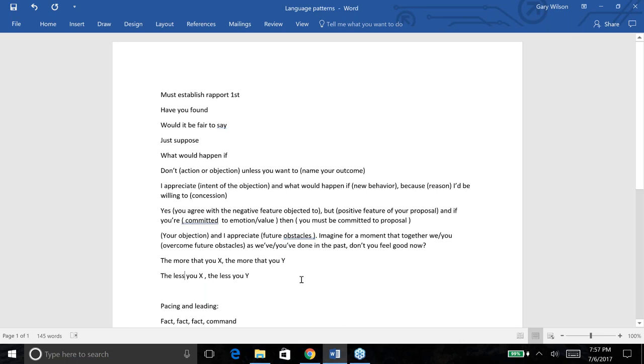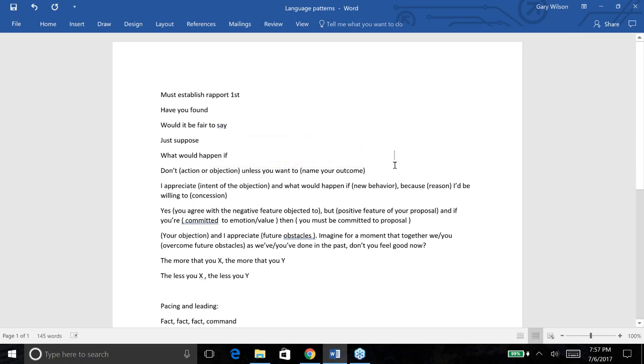Okay, next pattern here is the don't-unless-you-want-to pattern. Don't, in parentheses, the action or objection that the person may be coming up with, and then your outcome that you want. So you're basically reversing this. You're putting your outcome second and their objection first. Not the emotional response you're looking for, but their potential objection.